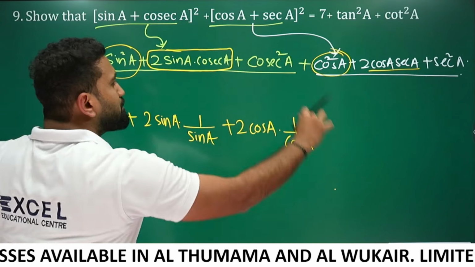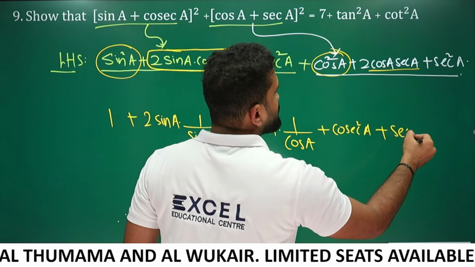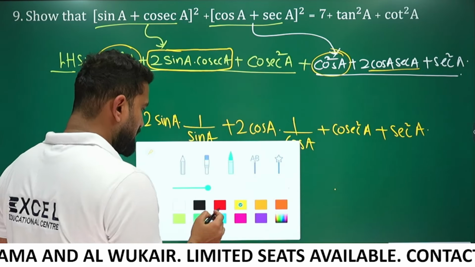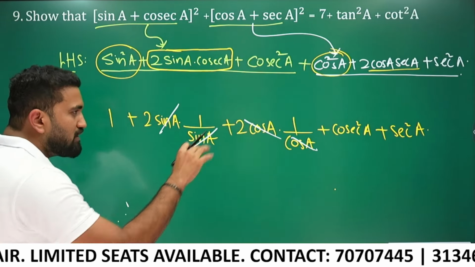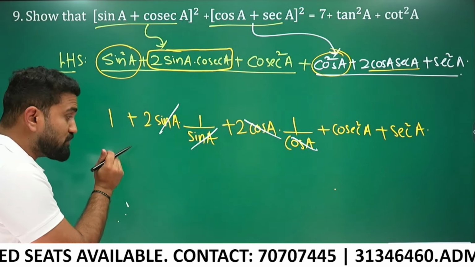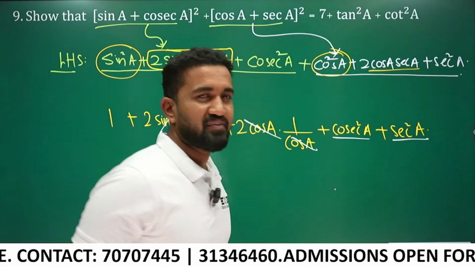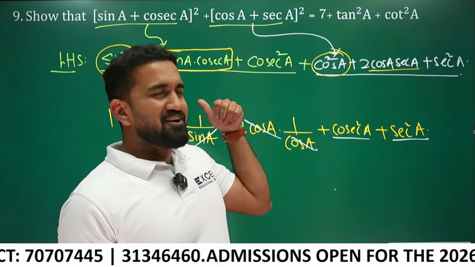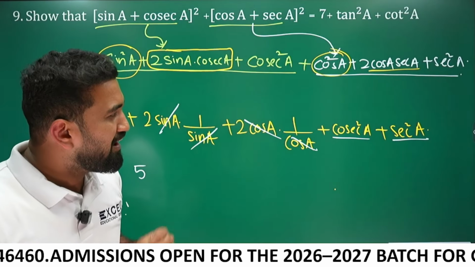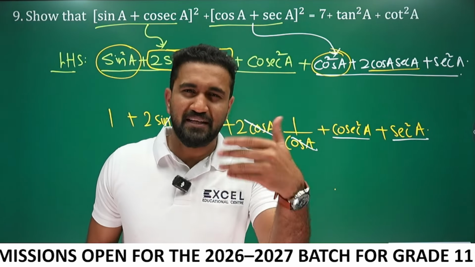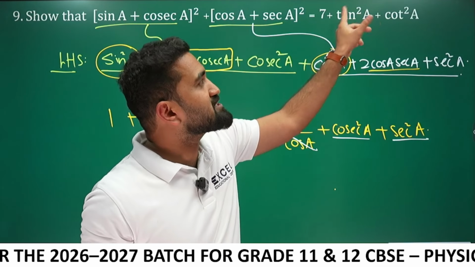So the pending people, what are they? Plus cosec square A plus sec square A. If you cancel the terms, there will be 2 here, 2 here. 2 plus 2, 4. 4 plus 1, 5. 5 plus this guy and this guy. See, we start from 1. We need to reach 7, which means 2 more. How do you need to generate the 2? You need to convert this cosec square and sec square into tan square and cot square.